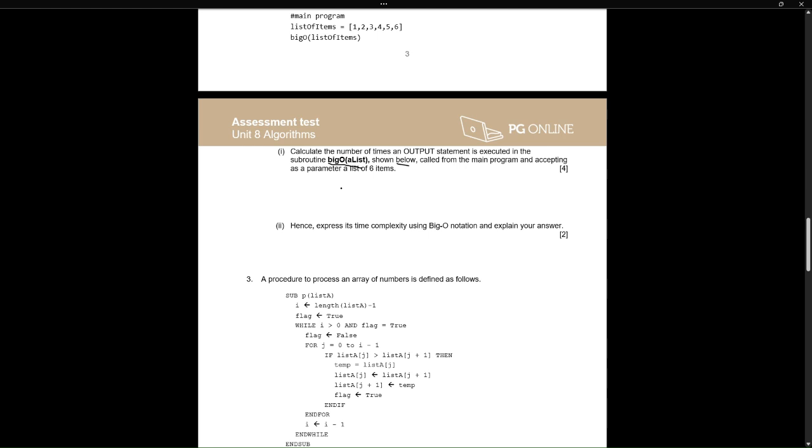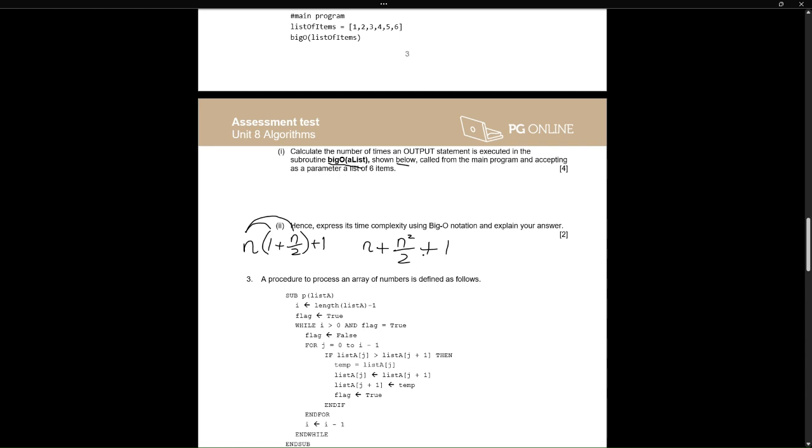Now we've got to express the time complexity using big O notation. So let's bring this back in again. We've got n(1 + n/2) + 1. That was our equation, right, for the number of outputs. Well, let's just expand this out, right? So n times by 1, n times by n over 2, well, that'll be n squared over 2. Then we're going to have plus 1 on the end.